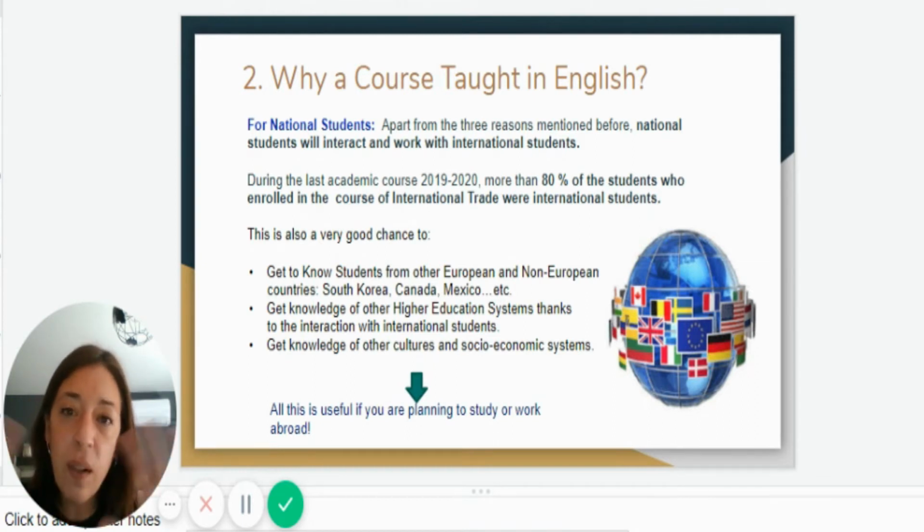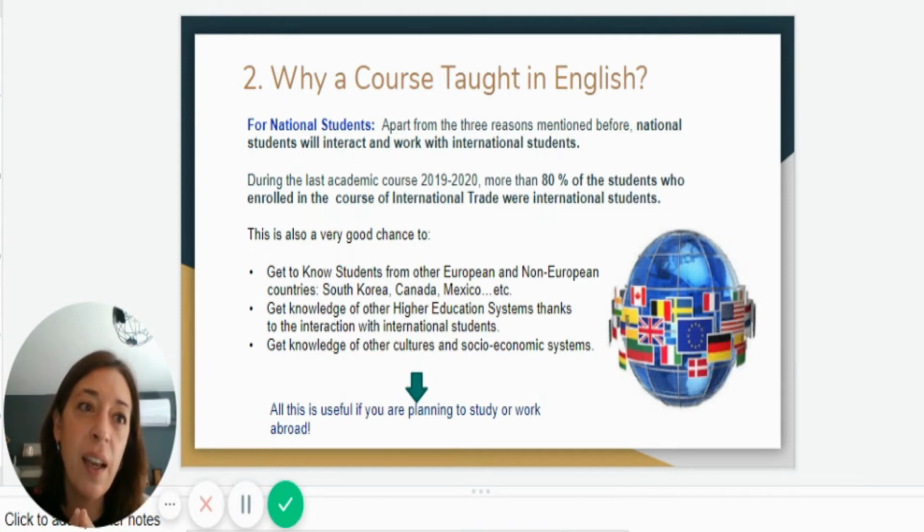So I think all this information is useful for you in case you are planning to study one academic year abroad, using, for instance, the Erasmus program, or even if you are planning to work abroad in a foreign country.